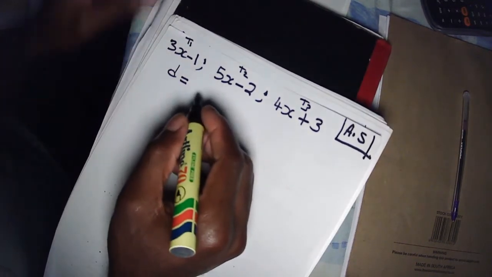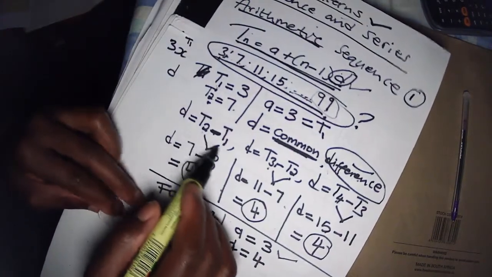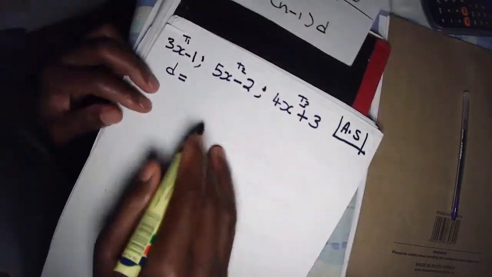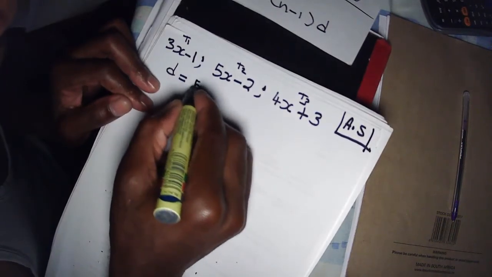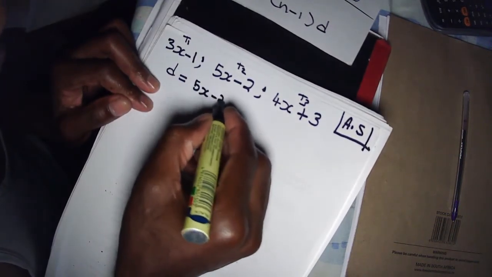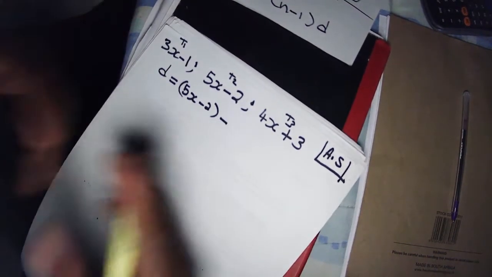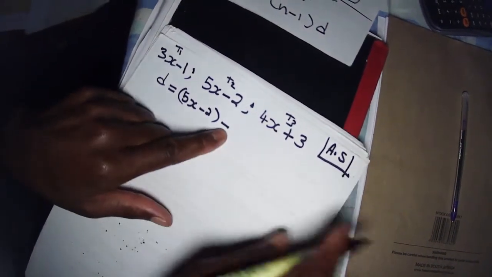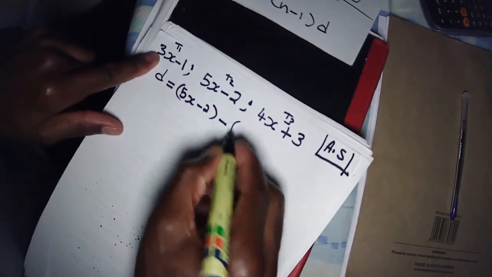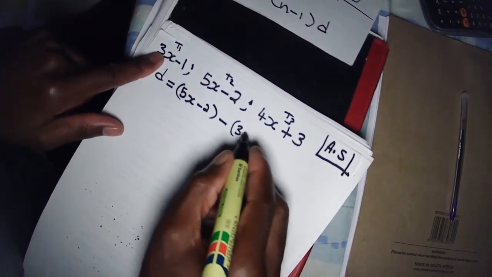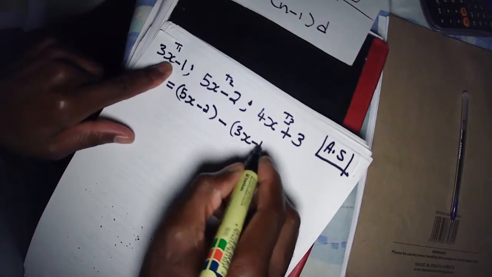So how do we do it? We follow the same example as here. T2 is 5x minus 2. I'm going to use brackets so that I don't get confused. Subtracting T1. T1 is, using brackets again, 3x minus 1.